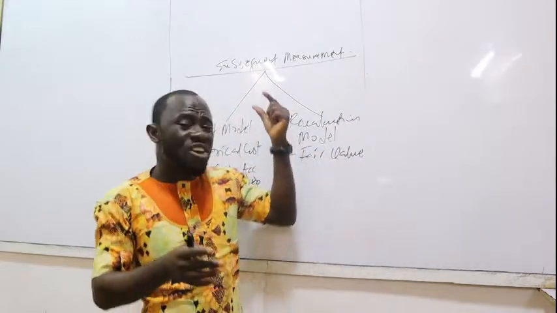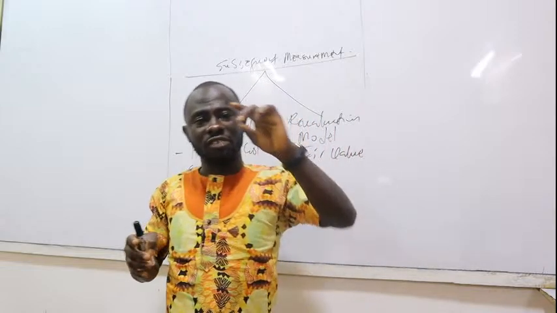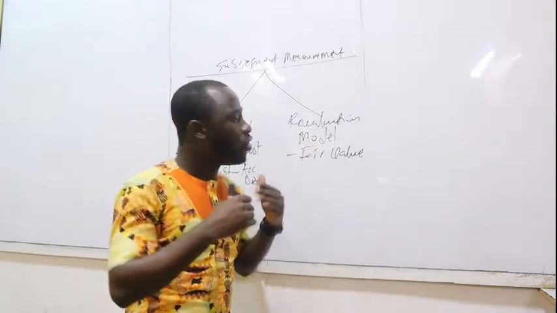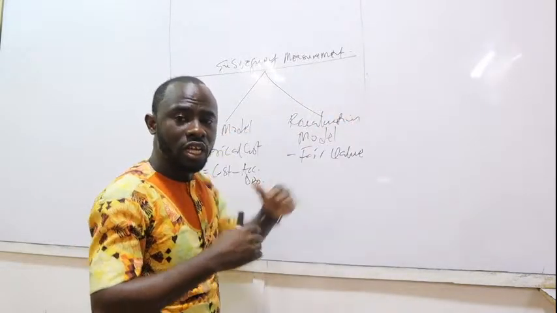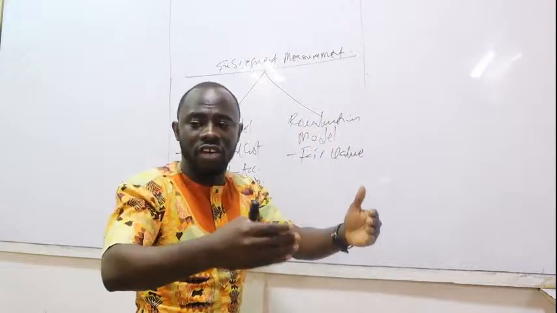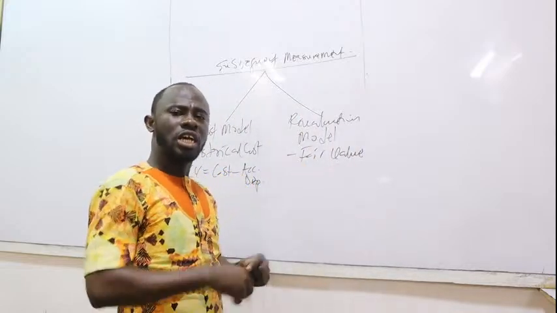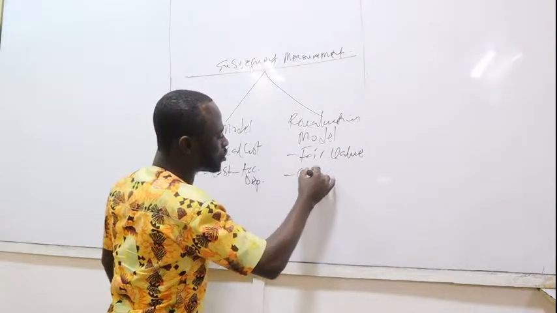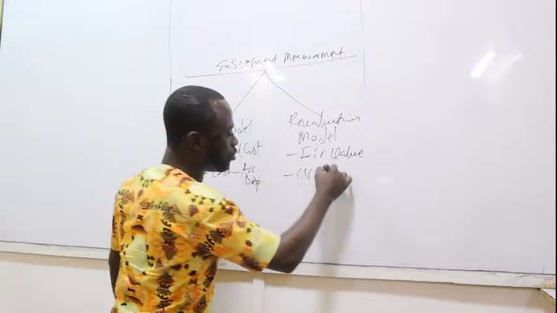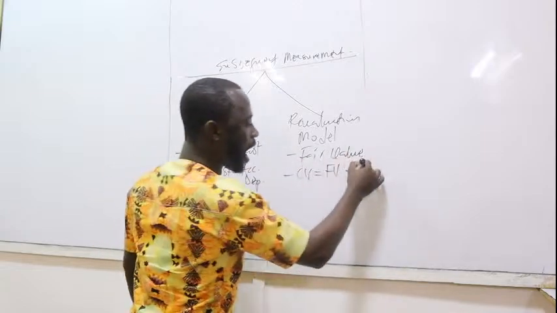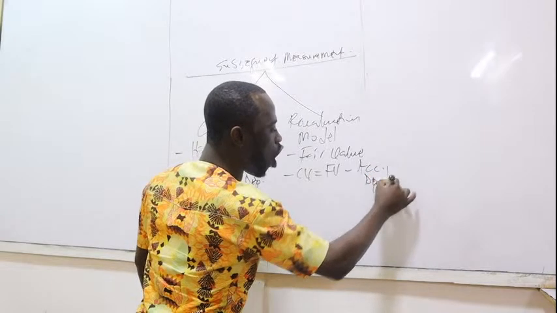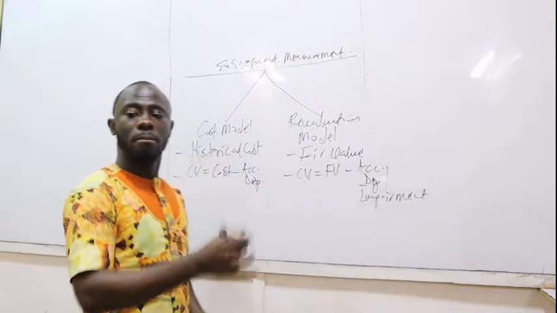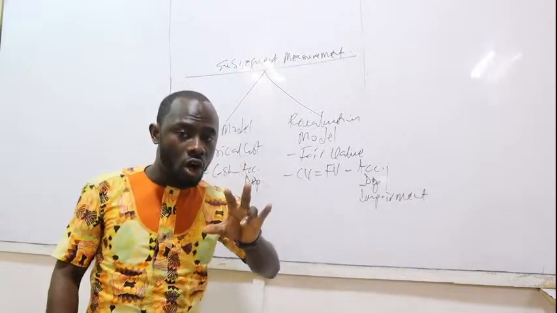So when we say fair value of an asset, it is the value at which an asset can be what? Sold. So under the revaluation model, it means that assets are being carried at their what? Fair value. What it then means is that the asset's carrying amount or carrying value will be equal to the fair value minus accumulated depreciation or impairment.